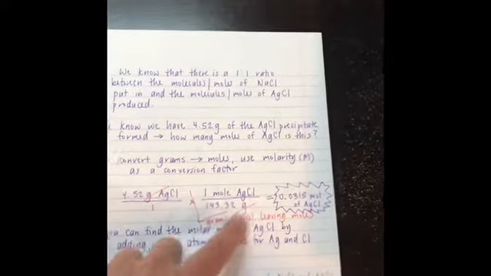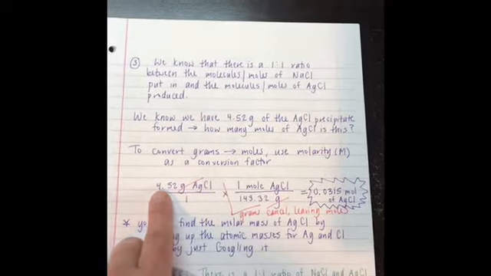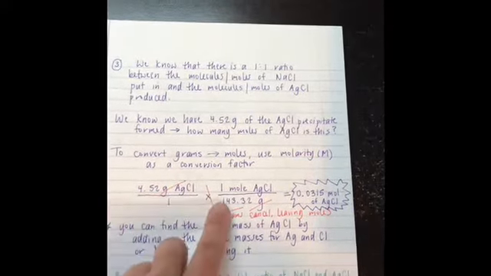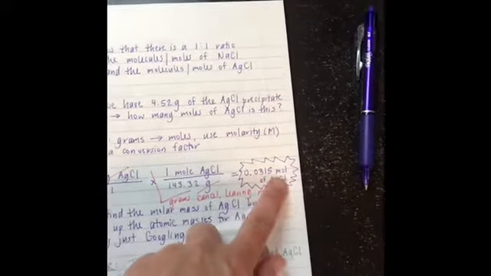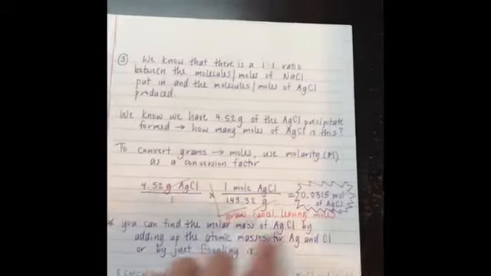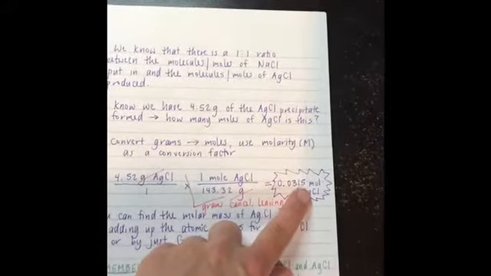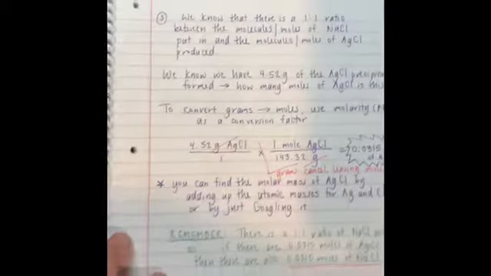143.32 grams. Grams cancel, so you're going to get the number of moles of silver chloride by dividing 4.52 by 143.32, which gives us 0.0315 moles of silver chloride. Now actually I have one too many significant figures here. It actually should be 0.032 when you do this out.